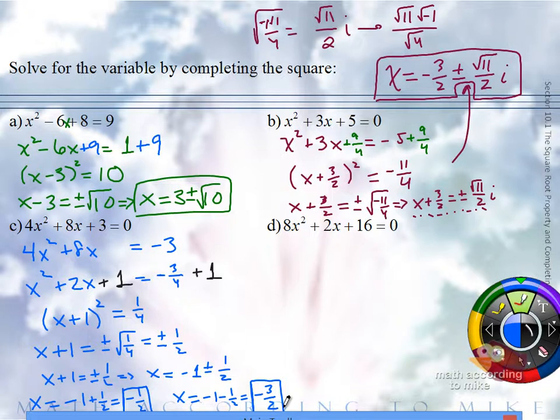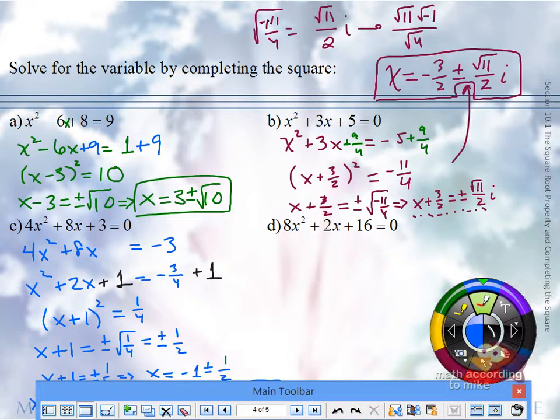You can check it if you want to. We had 2 answers for all of them. Plus gives you one, minus gives you the other. But in the A and B, we could not combine them anymore. 3 plus radical 10, they're not like terms. If that were 3 radical 10 plus radical 10, then we could say 4 radical 10.